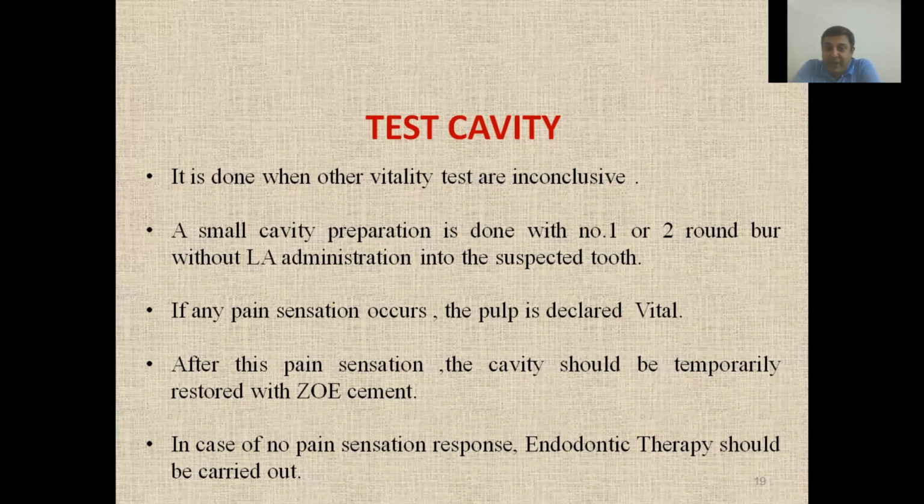If a pain sensation occurs, then the pulp is declared as vital. After this pain sensation in that particular vital tooth, the cavity should be temporarily restored with zinc oxide eugenol cement. In case no pain is there, then we continue the endodontic therapy on that particular tooth.